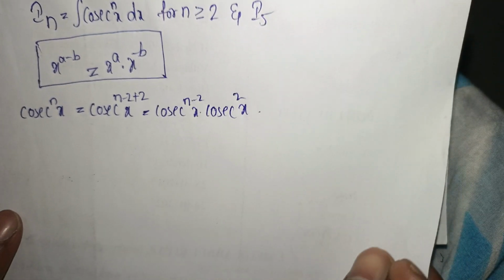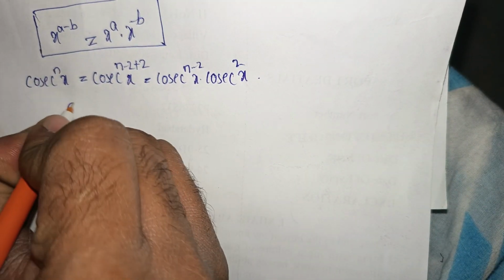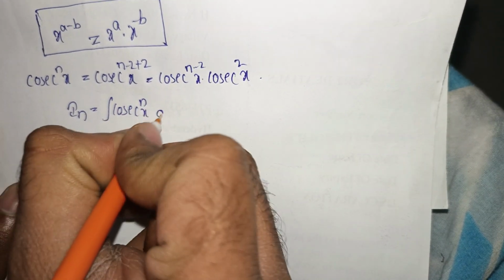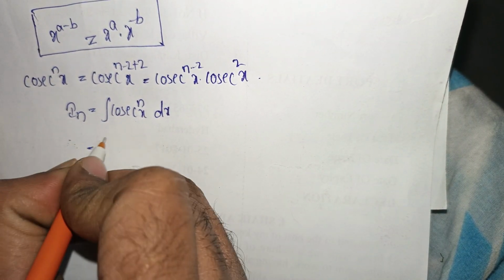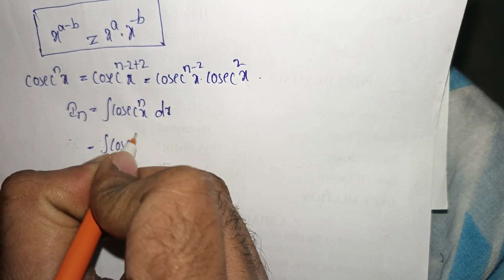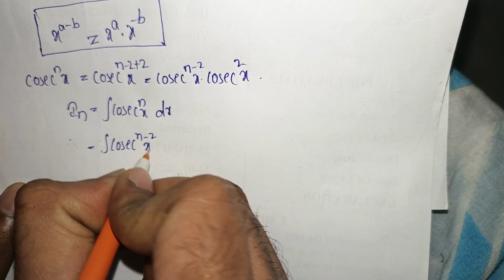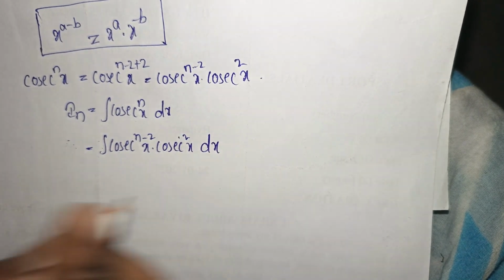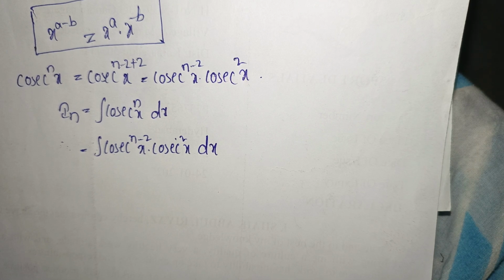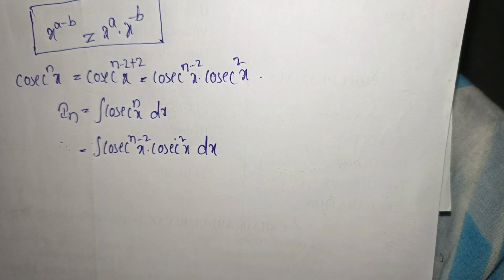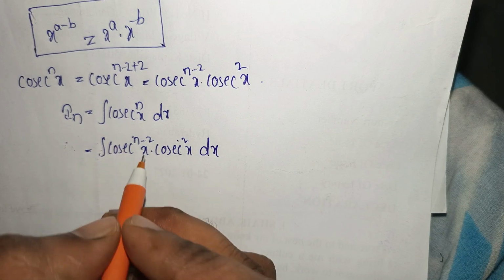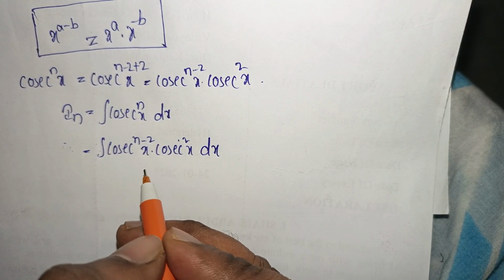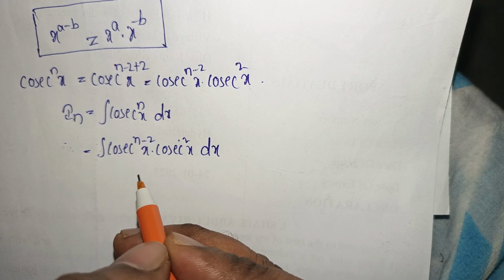So now coming to the question. The question here is I_n equals integration of cosecant to the power of n x dx. Now we are going to substitute cosecant to the power of n minus 2 x into cosecant square x dx. So what we have done is we have converted cosecant to the power of n x dx to cosecant to the power of n minus 2 x into cosecant square x.